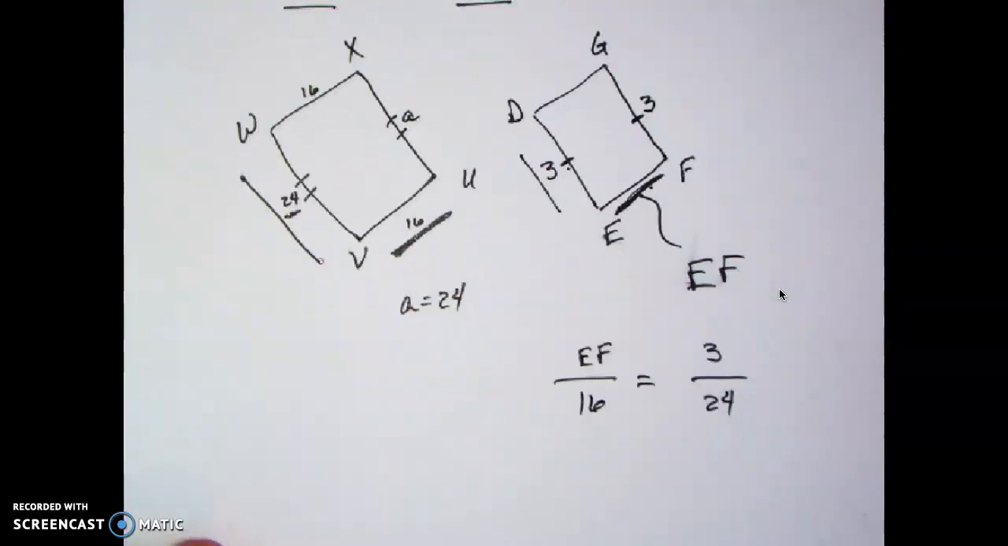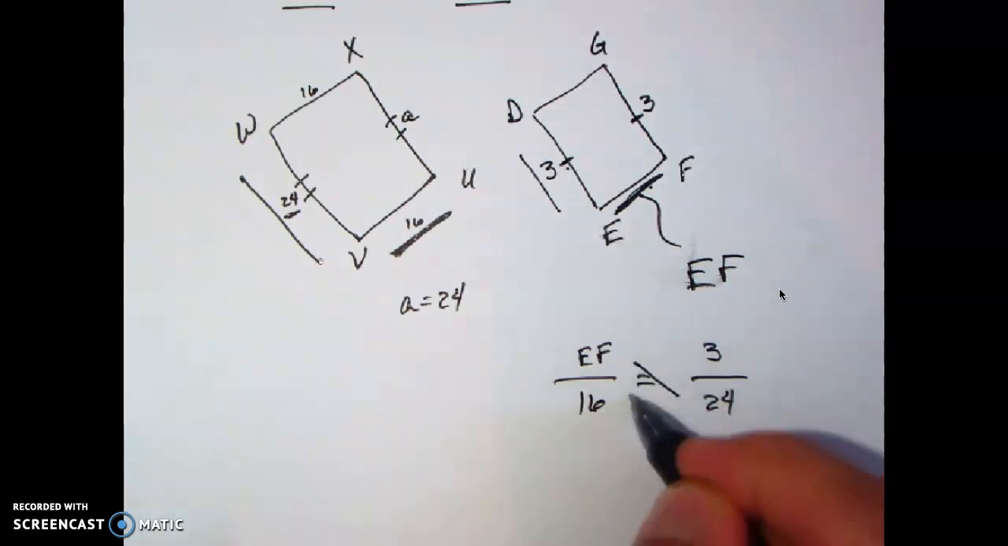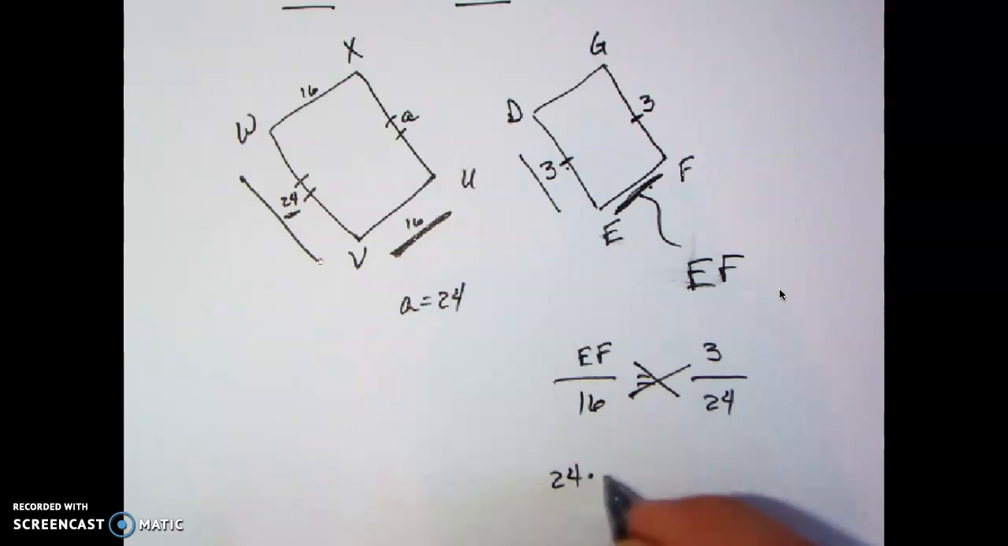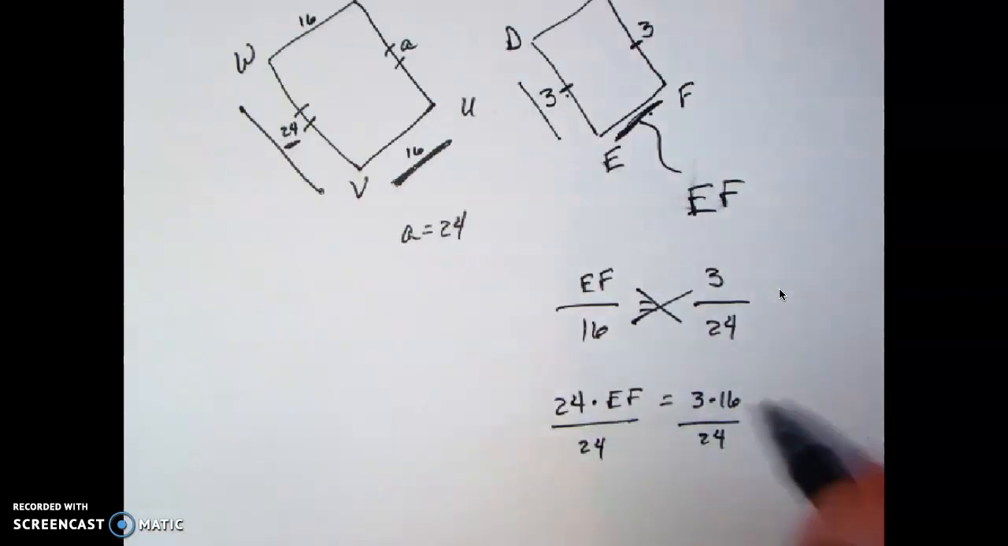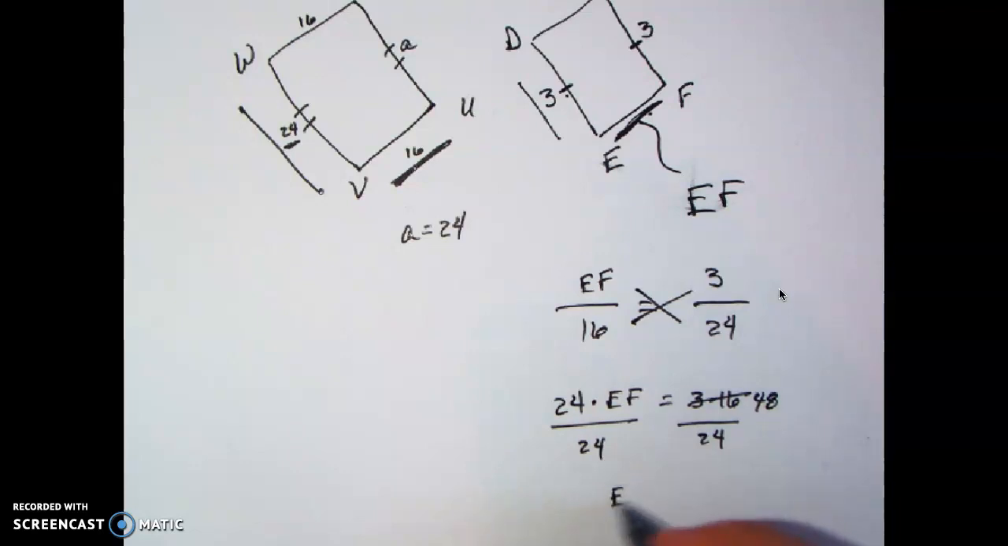Then I solve the proportion. Remember, we can cross multiply. So I have 24 times EF is equal to 3 times 16. Then I'm going to divide both sides by 24. So 3 times 16 is equal to 48. 48 divided by 24 tells me that EF is going to be equal to 2.